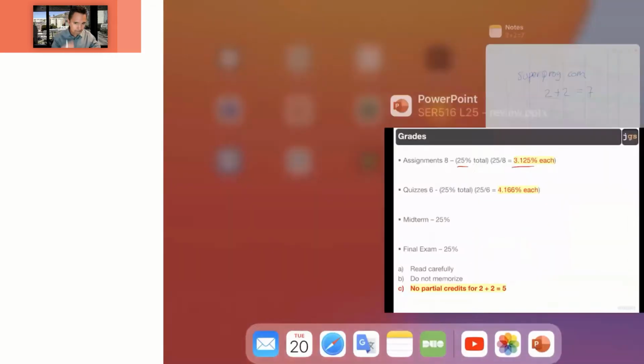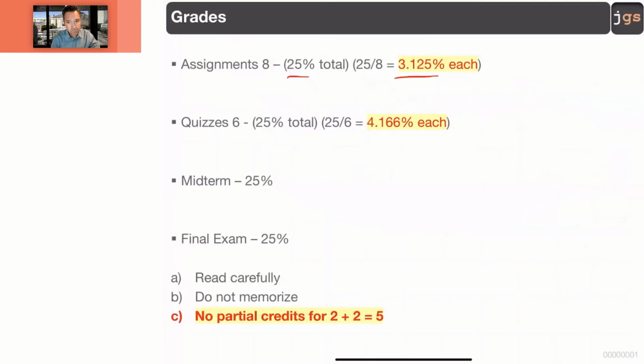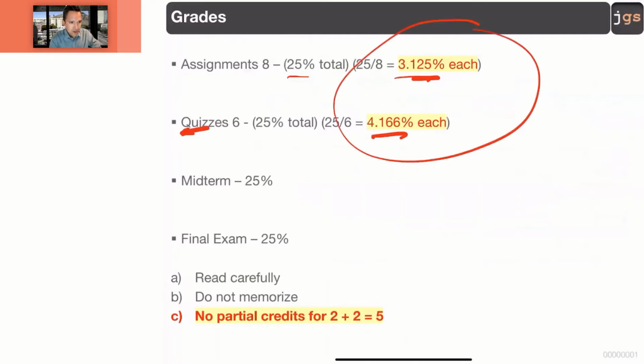Going back here. Assignments, 3% each. Quizzes, a little bit more, 4% each. So you can calculate where you are in terms of these percentages. You have access to the grades for sure. And then, how many points do you need there?